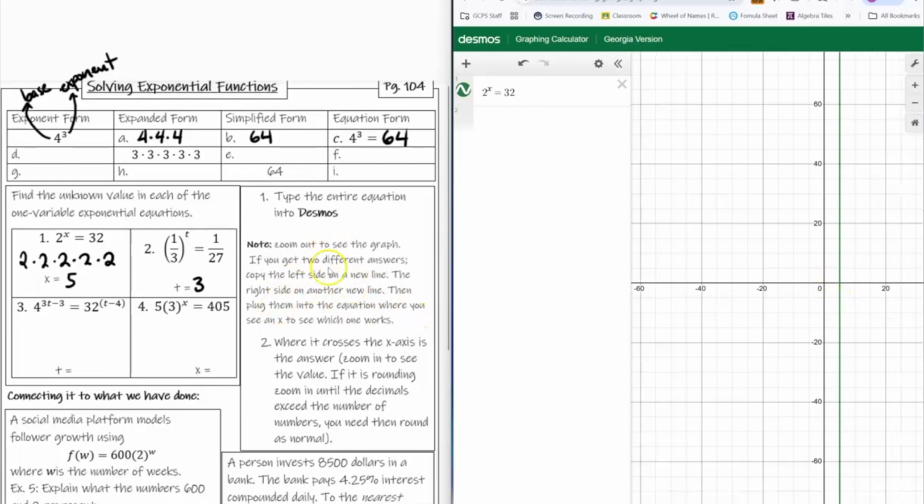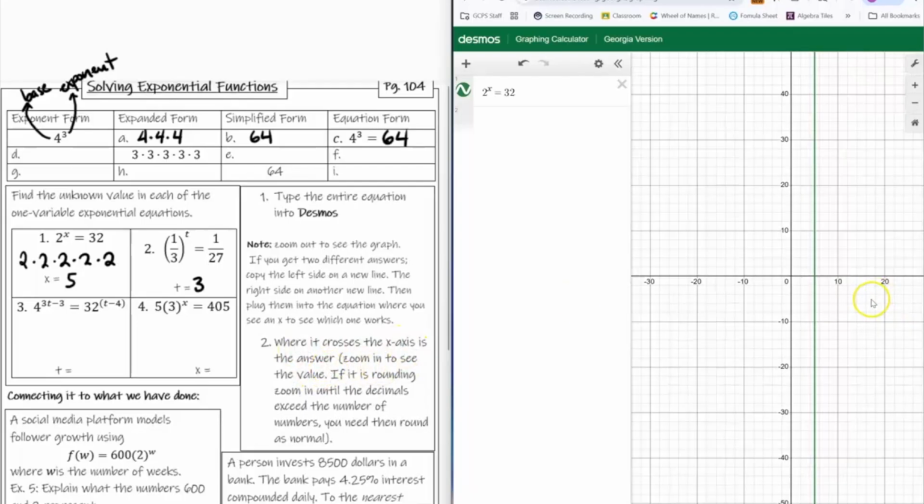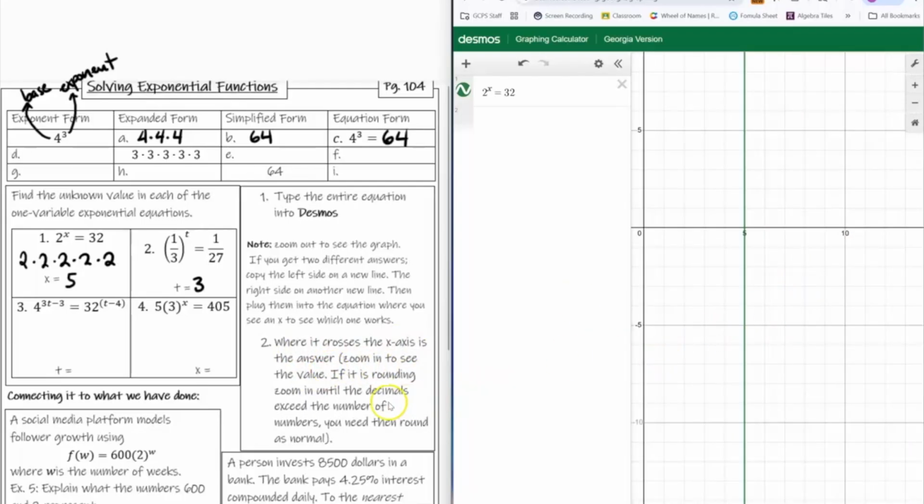I will do whatever it says. And then number 2, where it crosses the x-axis is the answer. Zoom in to see the value. Just make sure you zoom in. If it is a rounding situation, zoom in until the decimals exceed the number of numbers you need, then round as normal. So we're definitely going to do one of those.